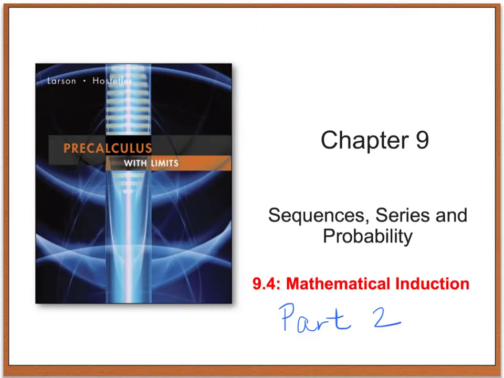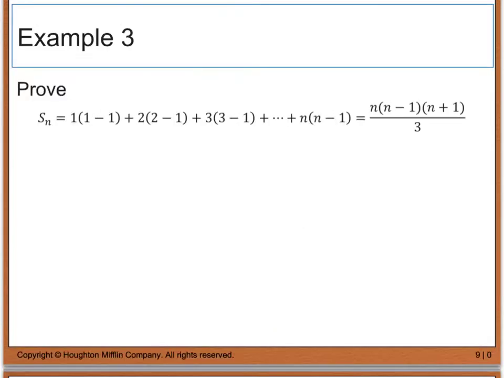Welcome back to section 9.4, the second part of mathematical induction. We are now going to look at example 3, and for this example we have to prove that this summation, 1 times (1 minus 1) plus 2 times (2 minus 1) plus 3 times (3 minus 1) plus ... plus n times (n minus 1) equals n times (n minus 1) times (n plus 2), all divided by 3, are actually equal.